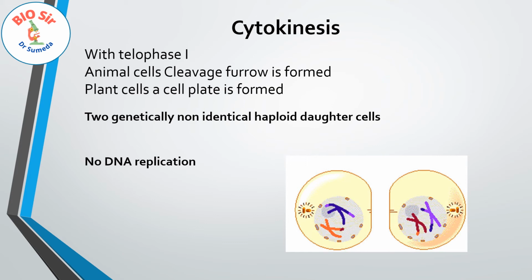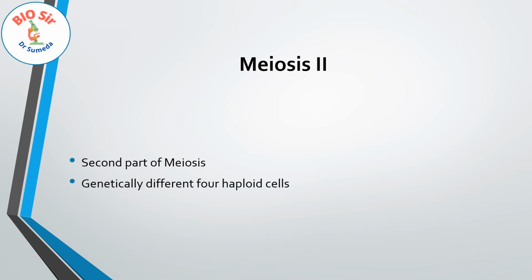There's no DNA replication between meiosis 1 and meiosis 2. After this stage, the cell will go into the second consecutive division, that is meiosis 2. That is the second part of the meiosis. And the result is 4 genetically different haploid cells.